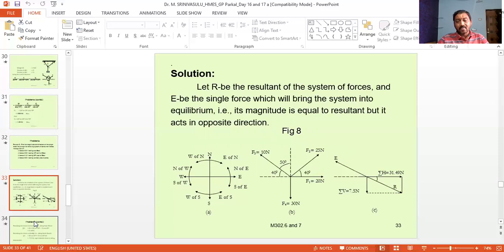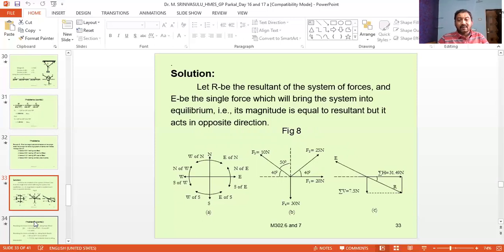Now coming to the present problem. Let R be the resultant of the force system, and E be the single force which will bring the system into equilibrium. That is called the equivalent force, and its magnitude is equal to the resultant, but it acts in the opposite direction. So first of all we have to find the resultant of the given force system, then we can find the equivalent. Now the force diagram with the given conditions is shown in figure B.